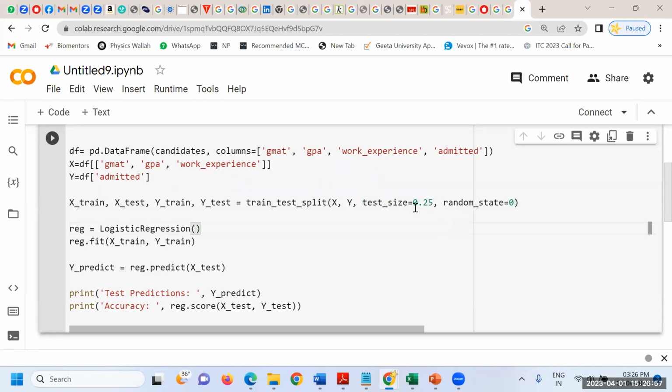And you can give both the parameters simultaneously, test underscore size and train underscore size. Both are correct. But if you give only one, by default it is going to take the other one. Otherwise, you can also give train underscore size equal to 0.75 in this way. So that is good.